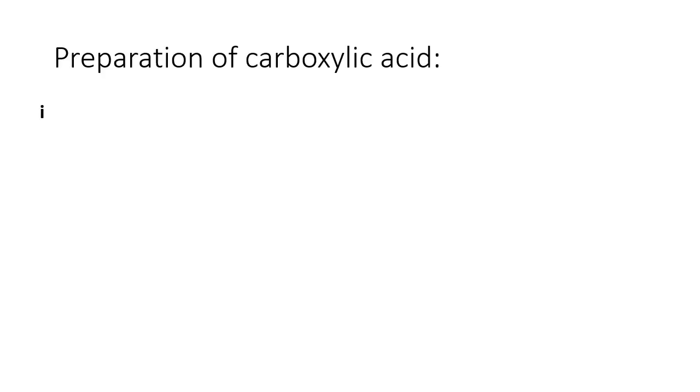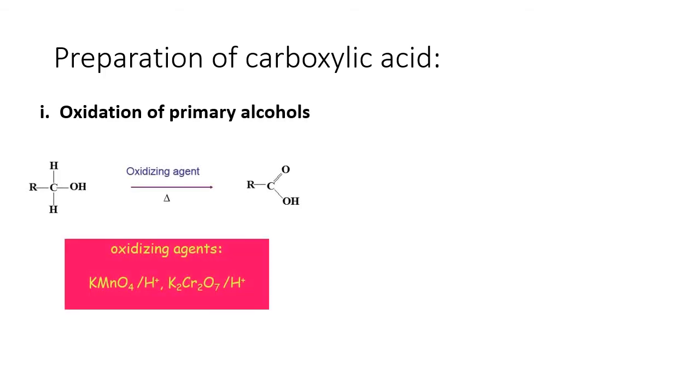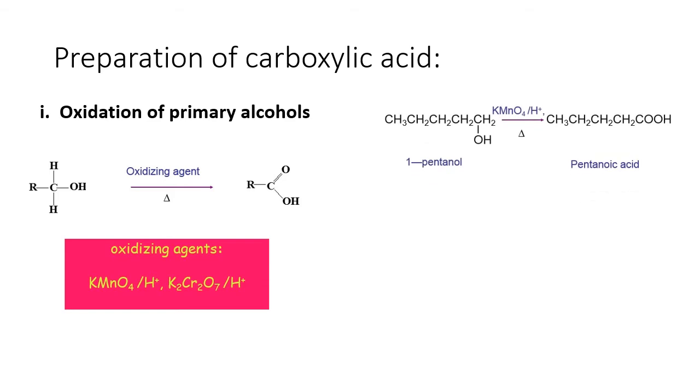Preparation of carboxylic acid. First, oxidation of primary alcohol. Primary alcohol oxidize to give carboxylic acid. Example of oxidizing agent, potassium manganate in acidic medium and potassium dichromate in acidic medium. Example of oxidations of primary alcohol, 1-pentanol oxidize to give pentanoic acid. The hydroxyl group change to the carboxyl group.